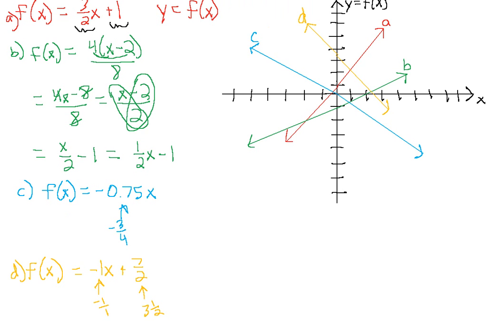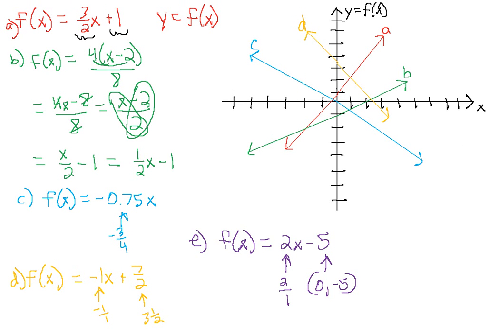All right, we have time. Let's go ahead and do one more. Let's look at E. Let's say we want to graph the function f of x equals 2x minus 5. Okay, so we see our slope. Our slope is 2 over 1, and our line is going to cross the f of x axis at 0, minus 5. All right, so let's go ahead and graph this. 0, minus 5 is 1, 2, 3, 4, 5.